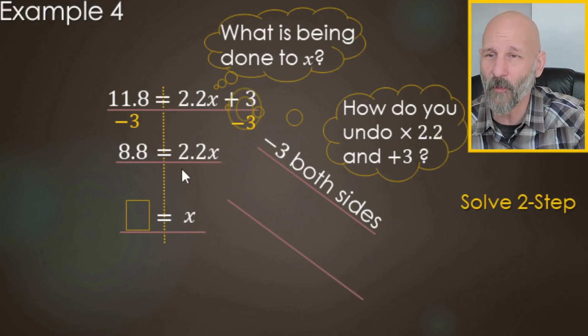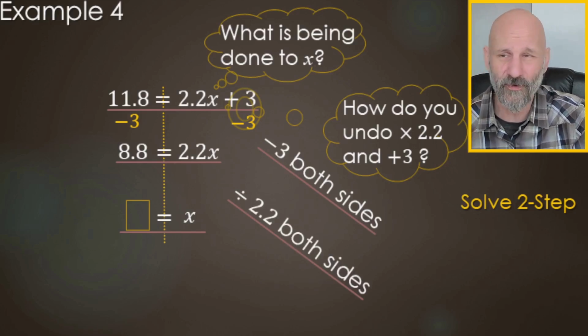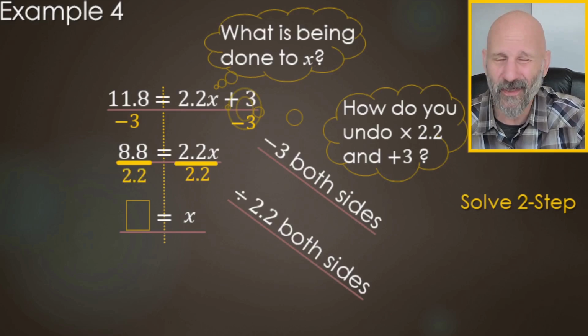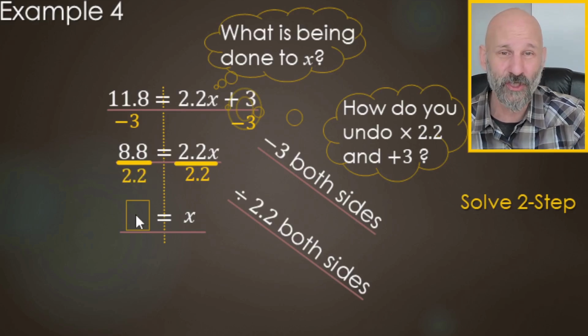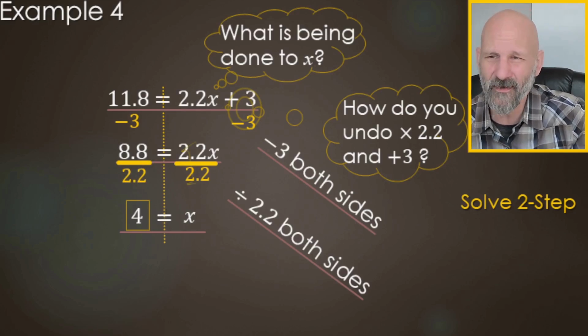Now we're going to undo the multiplication of 2.2 with a divide by 2.2 to both sides. Don't get too freaked out with the decimals here. It's really not that big of a deal. Just in your brain, think 88 divided by 22. Or 2 goes into 8 4 times. That's another way of thinking about it there. It's just going to make 4.